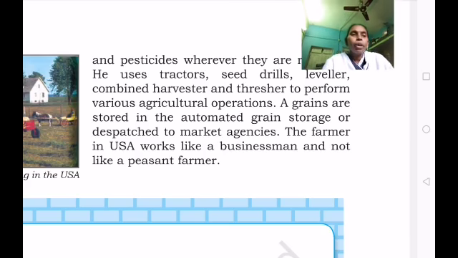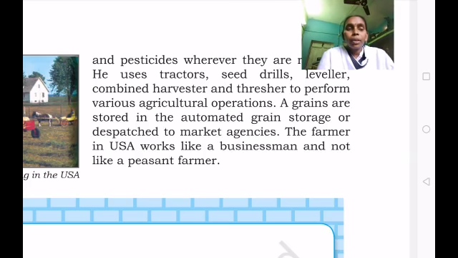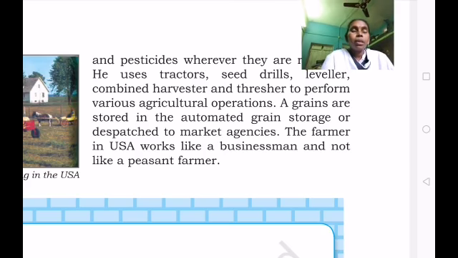In our country, what we have observed is that for their family purpose, on 1.5 hectares of land, they use more labor and less machine work. But in the United States of America, he works like a businessman.